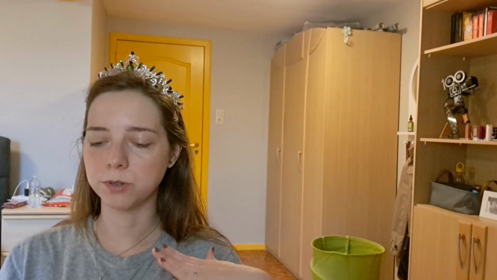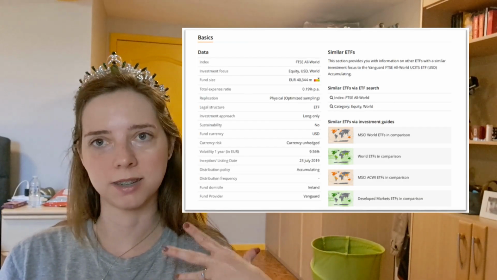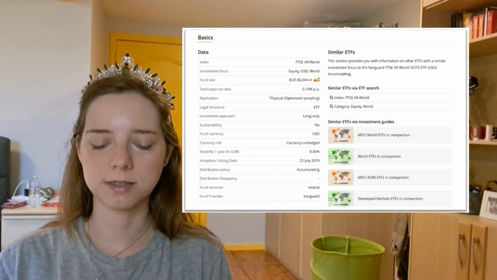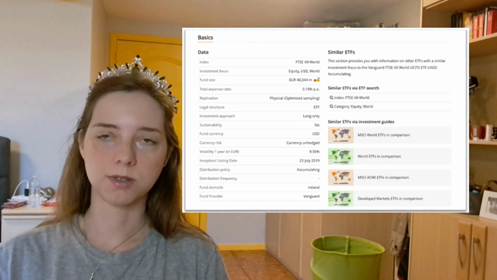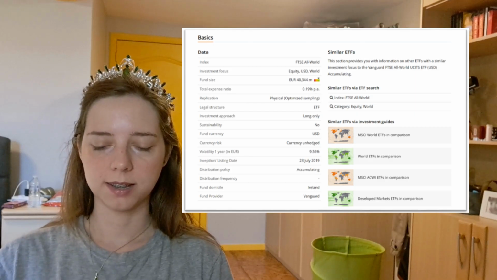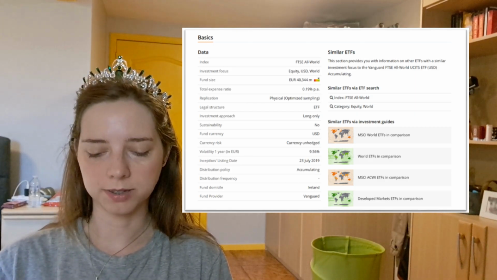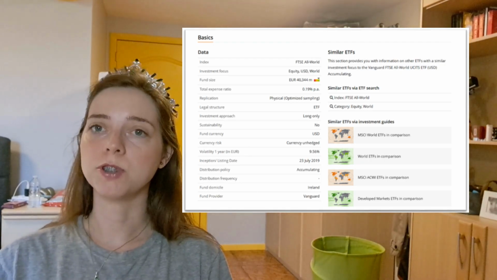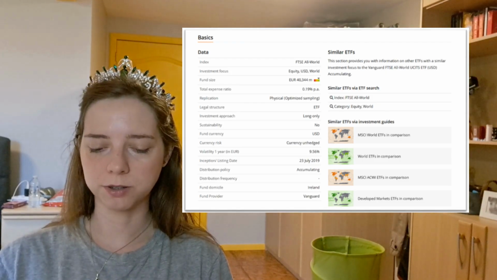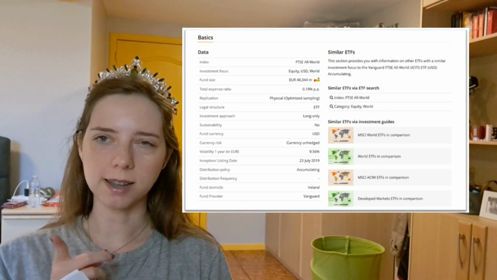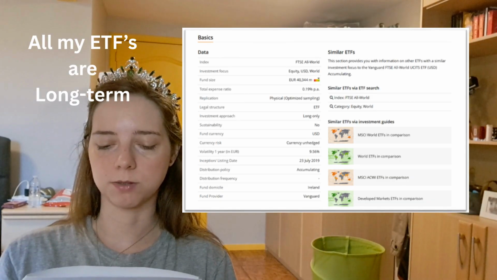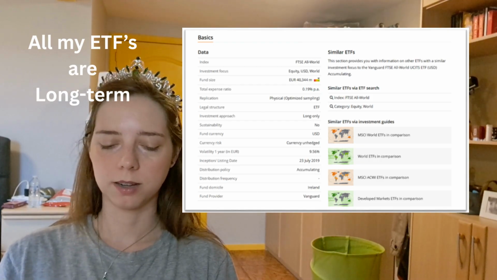We're going to go over the 5th section, which is a little bit of a bigger section. Now, a lot of these things I already mentioned, so I'm just going to skim over them to see if you find anything new. The investment focus is the world, which makes sense in a world ETF. The investment approach is long-term, which I feel like most investments are. I'm going to check if I have any ETFs that are short-term, but I don't think so. Most of them are long-term.